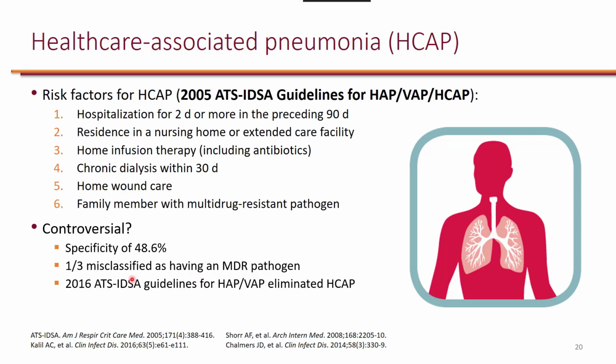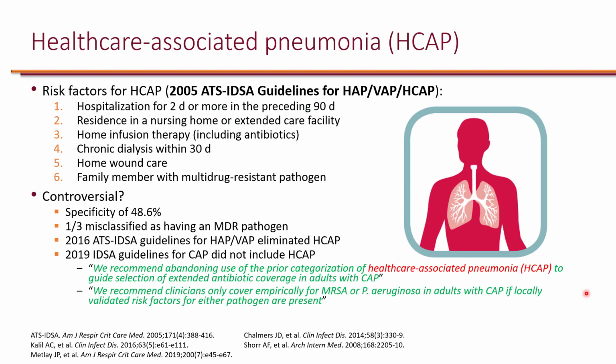So the 2016 IDSA guidelines for HAP and VAP actually removed the term HCAP. The 2019 IDSA guidelines for CAP actually did not include HCAP, and they said that they recommend abandoning the use of HCAP in order to select patients who need extended antibiotic coverage. Instead, they recommended that clinicians only cover empirically for MRSA and Pseudomonas in adults with CAP only if there are locally validated risk factors for either pathogen.